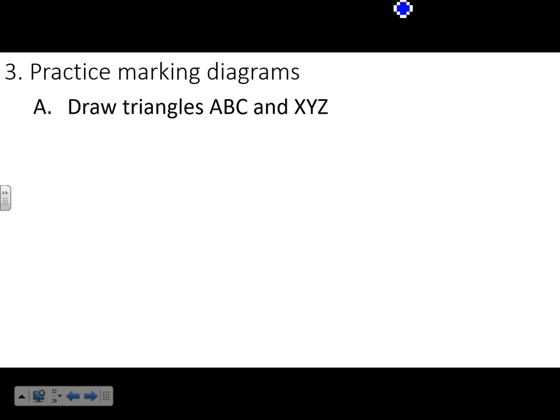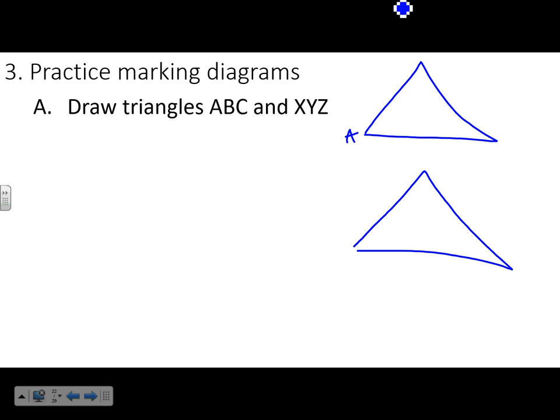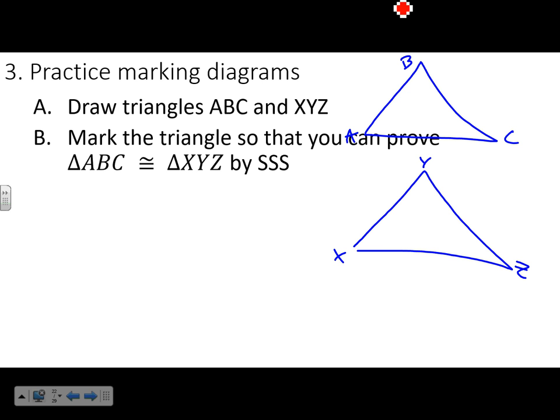Practice marking diagram. So draw a triangle ABC and XYZ. Now, I'm not sure, but I would bet we're going to do something with congruence, so I'm going to try to mark them so they look pretty similar. And again, we do have to make these congruent. It's nice that you put them in the same order, so it's not like upside down or anything crazy. So mark the triangles so you can prove they're congruent by side, side, side. That means AB is congruent to XY, BC is congruent to YZ, and AC is congruent to XZ.